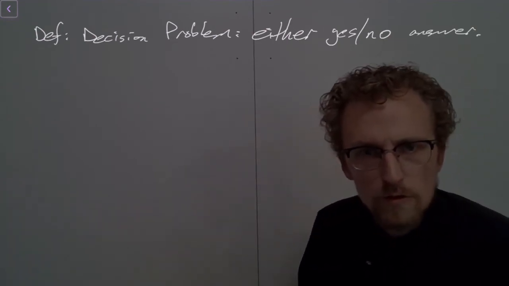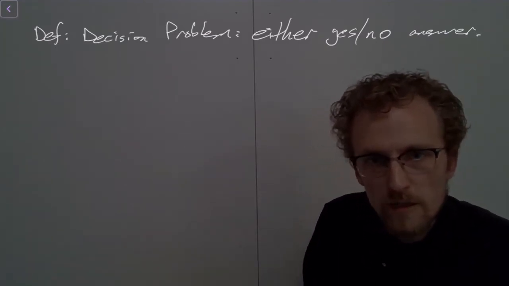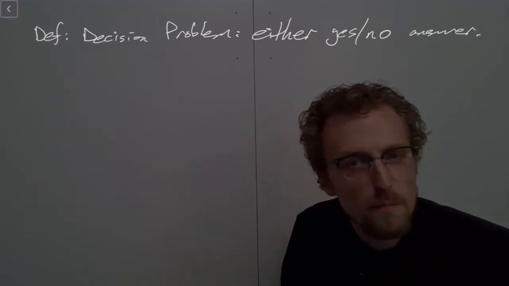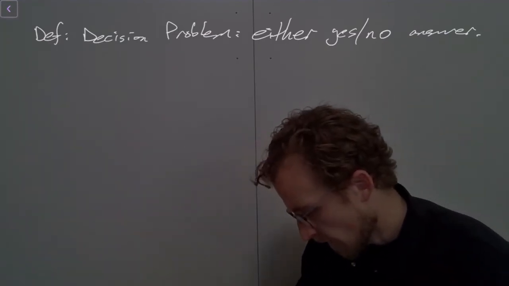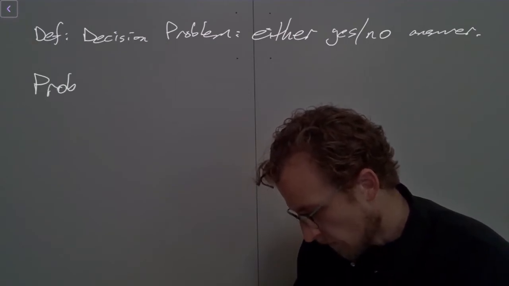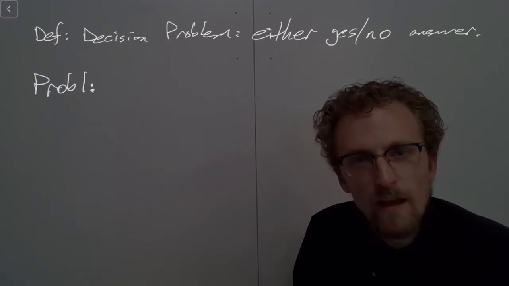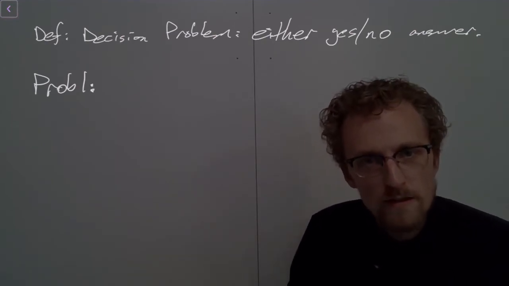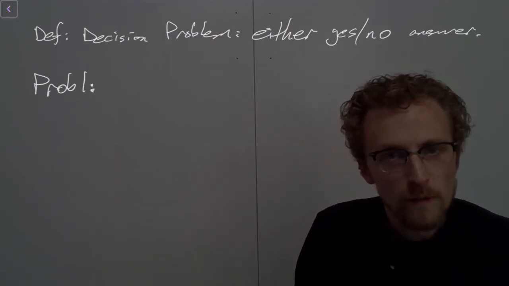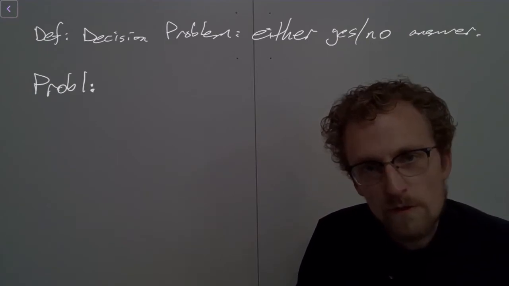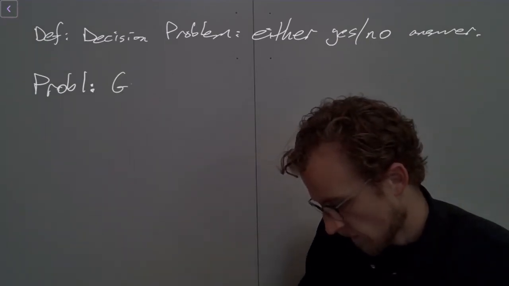Okay, so here's an example of a decision problem, and let me just call this prob 1, just for the sake of giving it a name. So prob 1 says, given an array and a threshold, does the array contain an element that is greater than or equal to that threshold? Okay, so it's a simple problem.